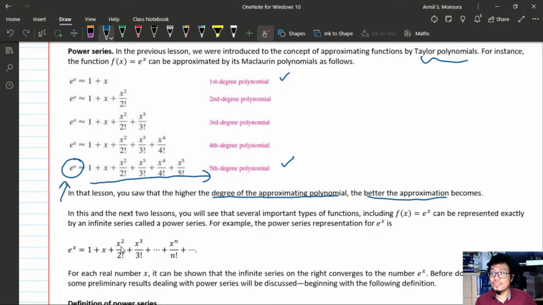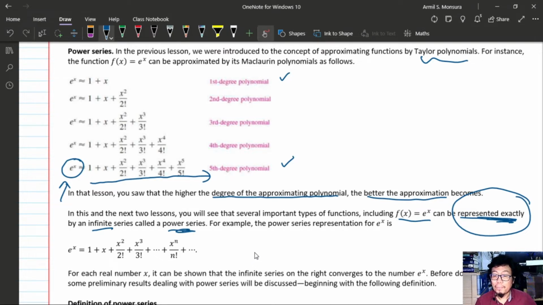So in the next two lessons, we will see several important types of functions, including f of x equals e raised to x, that can be represented exactly. That's the key word here: the exact representation of a function by an infinite series, which we will now consider as power series.